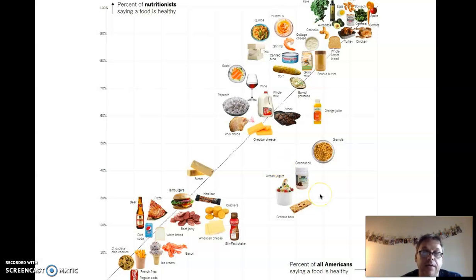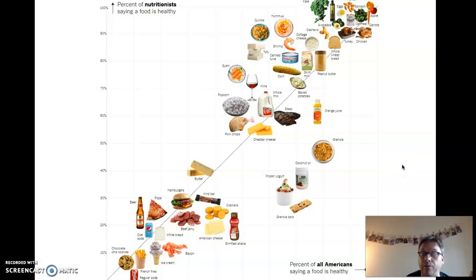Another interesting visual here is what is often marketed as healthy: granola, coconut oil, frozen yogurt, granola bars. These things, Americans seem to be saying are healthy, but fewer nutritionists are saying they are healthy. And if we assume that nutritionists who study food and food health, nutrition, if we assume that their research and what they study is accurate, then it seems like Americans are thinking things are healthy that maybe are not.